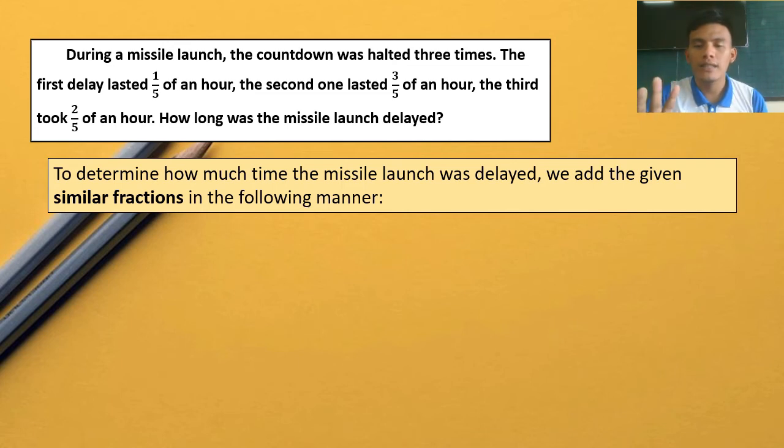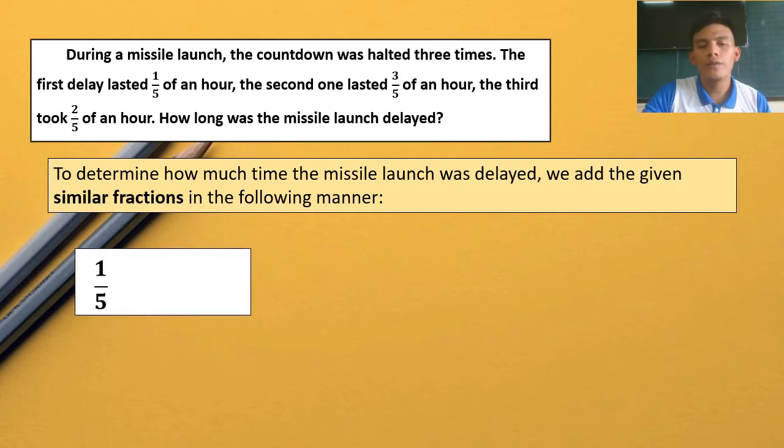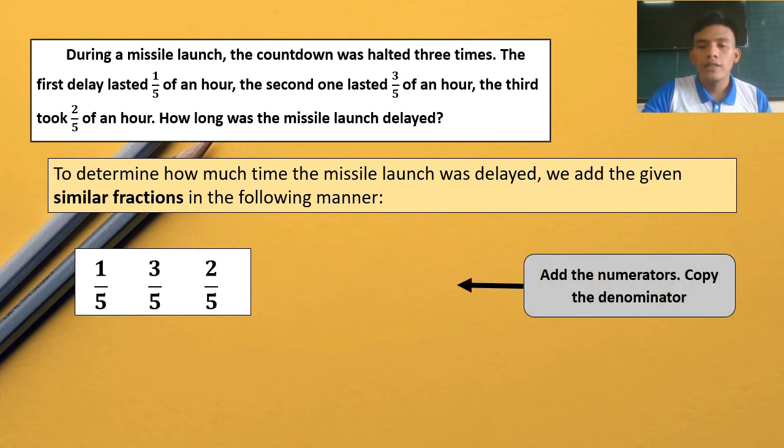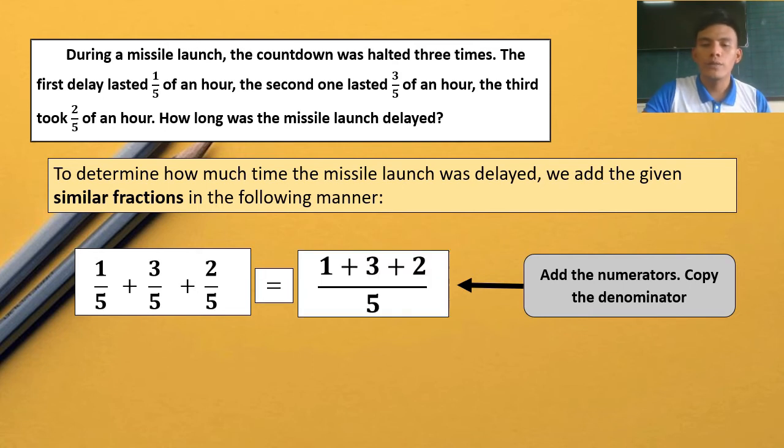So we add the delays of the missile launch. So 1 over 5, 3 over 5, 2 over 5. Add the numerators, copy the denominator. So 1, 3, and 2 are all numerators, and that's why we need to add all of them. 1 plus 3 plus 2, and just copy the denominator, which is 5.